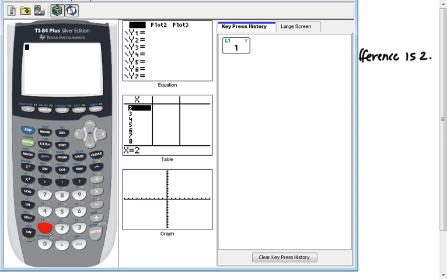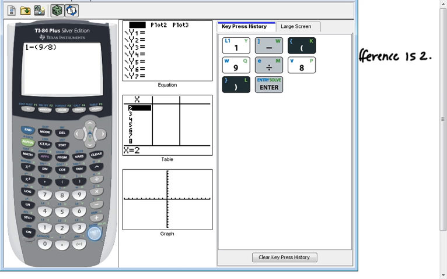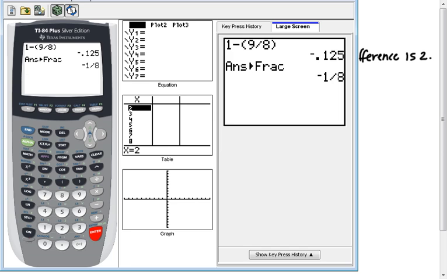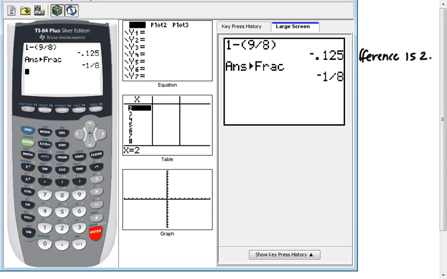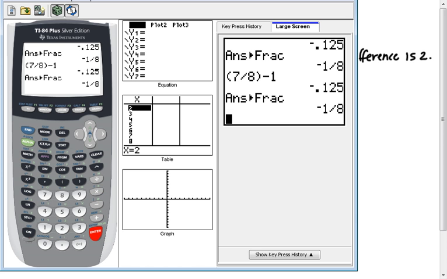If I go 1 minus, and then I'm going to put in parentheses, 9 divided by 8. That's how I have to do fractions on here. Press enter, and then of course I can hit math, enter, enter to see what's happening, and I subtracted 1/8. Then I'm going to check the next thing I wanted to do. I wanted to do 7/8 minus 1. Okay, so when I do this, 7/8 minus 1. Hit enter, and then math, enter, enter. And again, I subtracted 1/8.